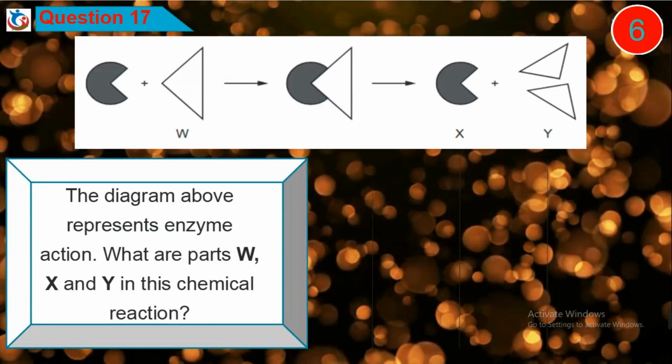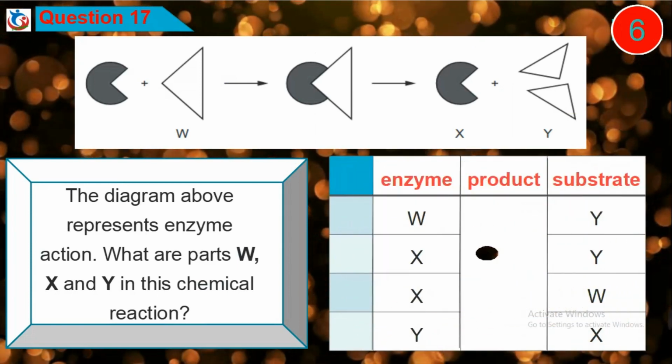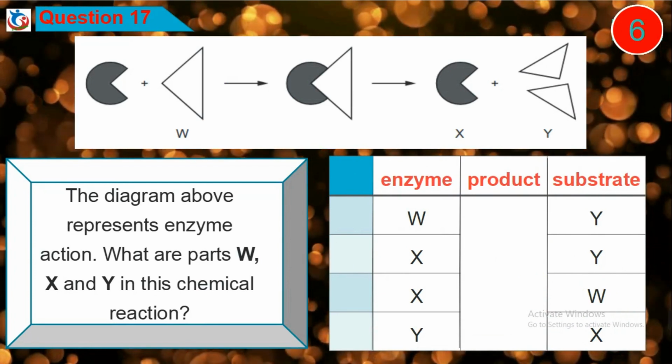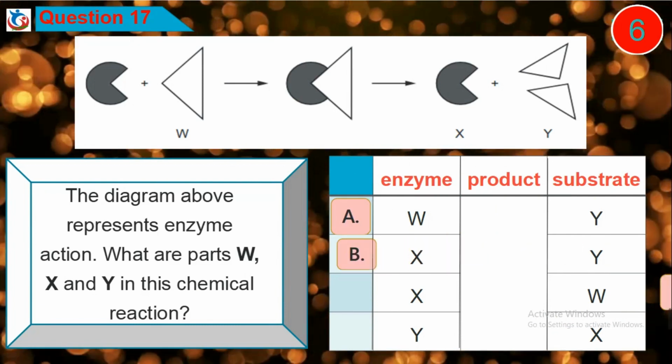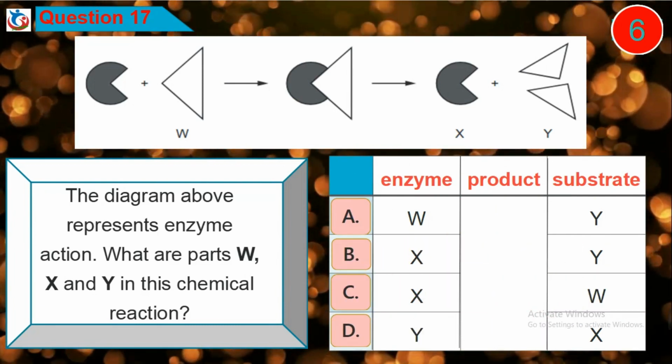Question 17. The diagram above represents enzyme action. What are parts W, X, and Y in this chemical reaction? Is it option A, B, C, or D?